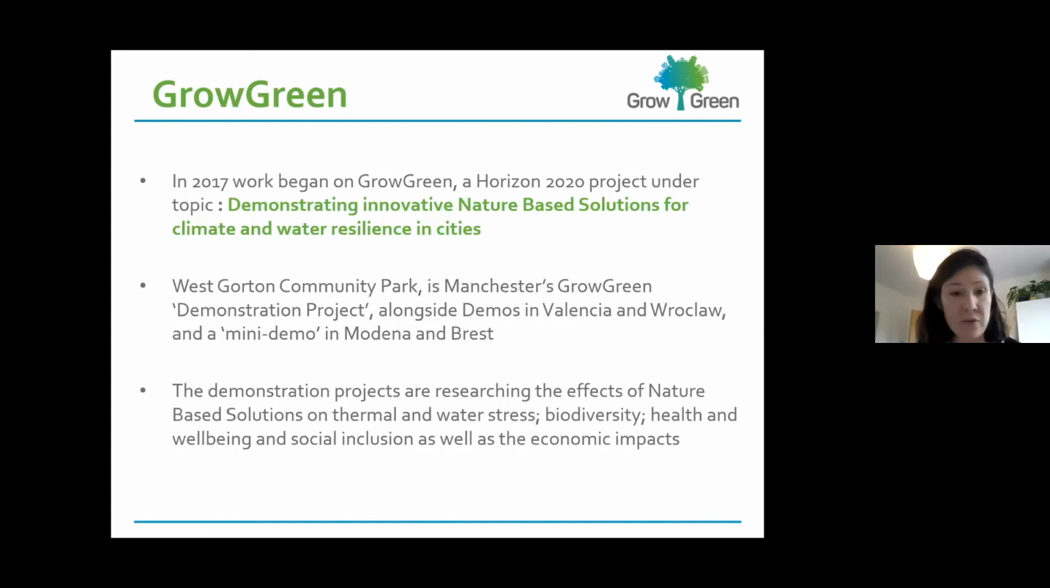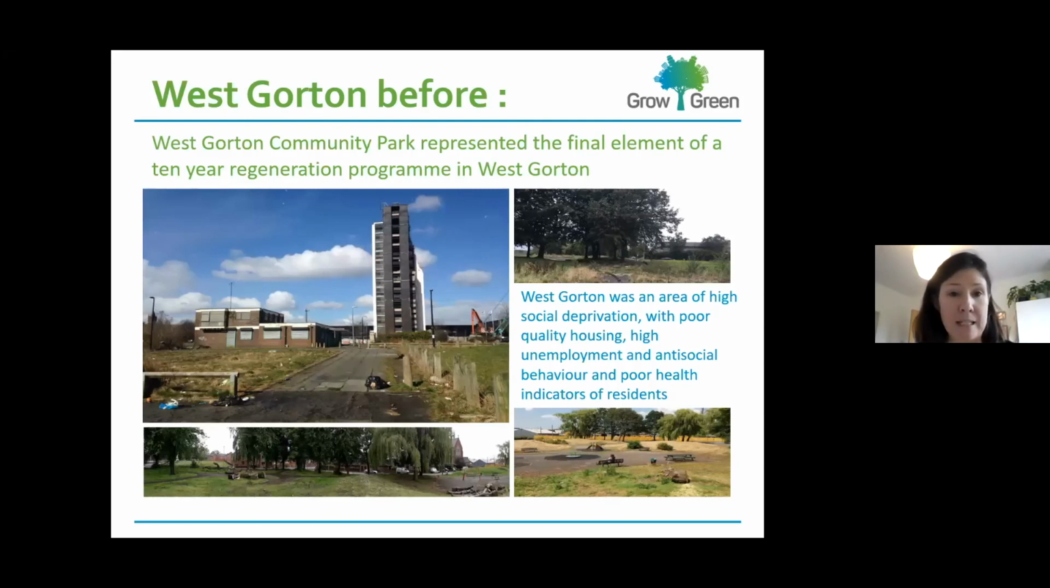So, to give you a flavour of where we implemented our demonstration project, this was the first new municipal park in Manchester for many, many years. This is the area of West Gorton. It's a highly deprived area, poor quality housing, high unemployment, poor health outcomes for residents.